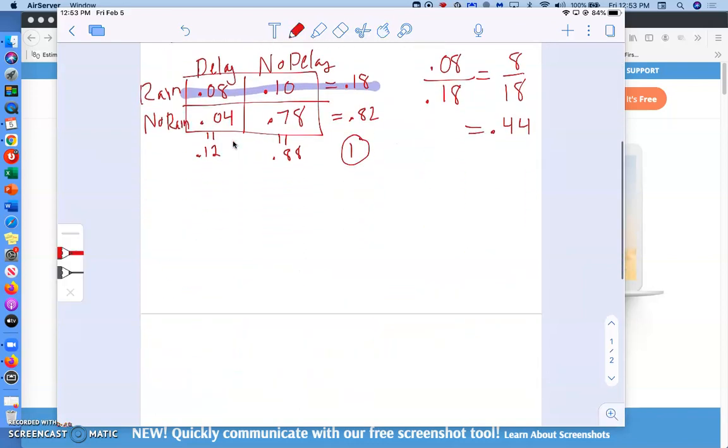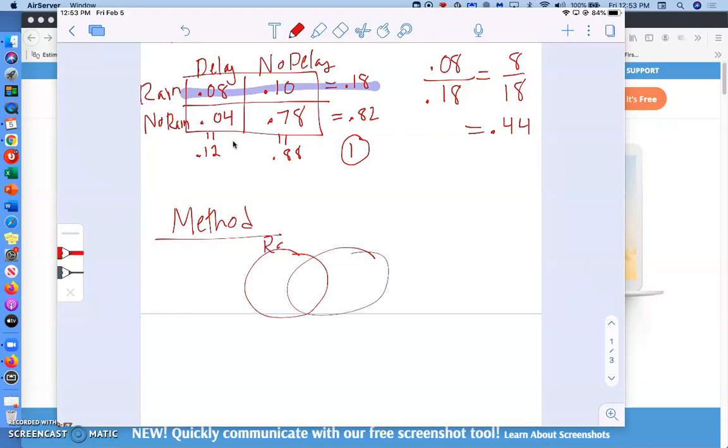Another method that you could look at this is as a Venn diagram. So we have rain and delay. And we know it's rain and delayed. We know that that's 0.08. We know our total rain is 0.18, so we know that this would have to be 0.10. We know our total delay, that circle, is 0.12. So this is 0.04. And so we could say outside this that nothing happens. So that's 18, 19, 20, 21, 22, so this would be 0.78, because again, the total is 100.